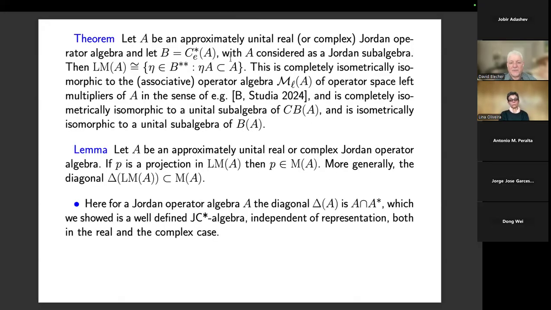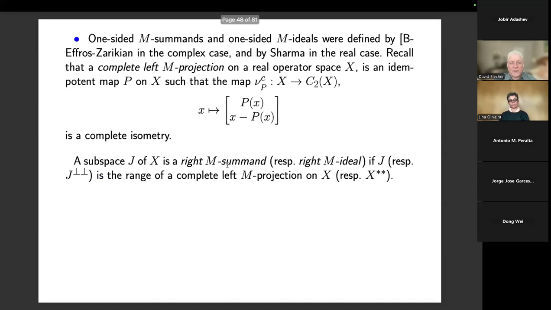And I have a couple of slides here from the paper that just got accepted about the left multiply algebra of a Jordan operator algebra. And I'll just end with the characterizations of one-sided M-summands, and I'll stop in just one moment. Sorry, going too fast on this section.